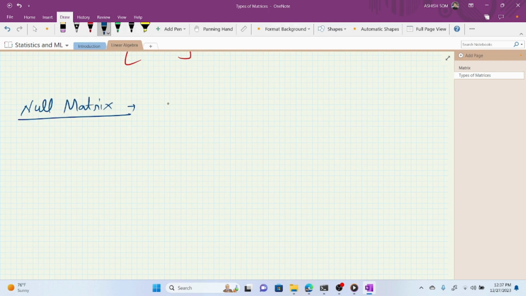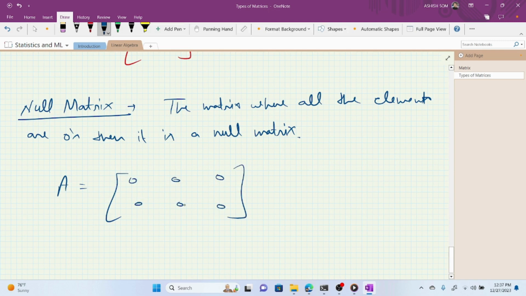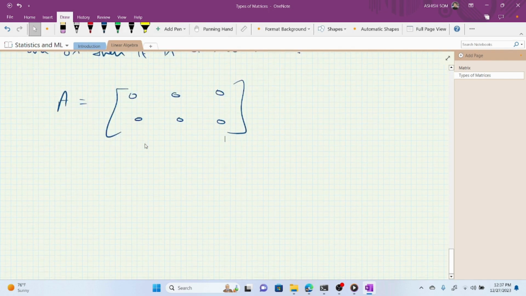Null matrix. The matrix where all the elements are zeros, then it is a null matrix. So let's say I have some matrix A and I have 0, 0, 0, 0, 0, 0. Then we can say it is a null matrix. Now I have some matrix B and I say, for example, 0, 0, 0, 0. All the elements are 0, so we can say it is a null matrix.